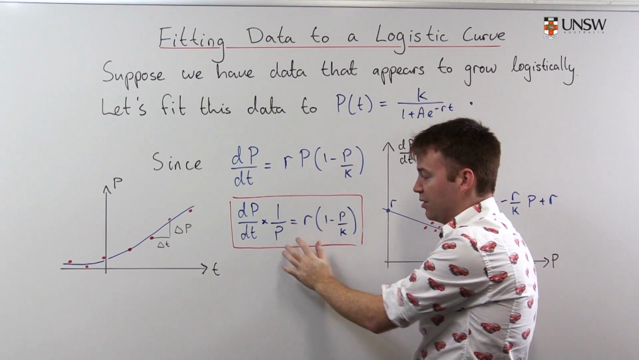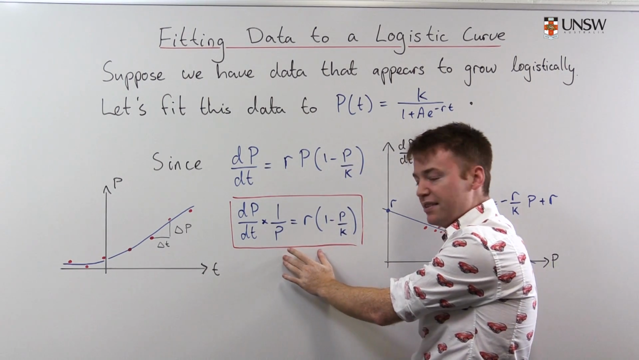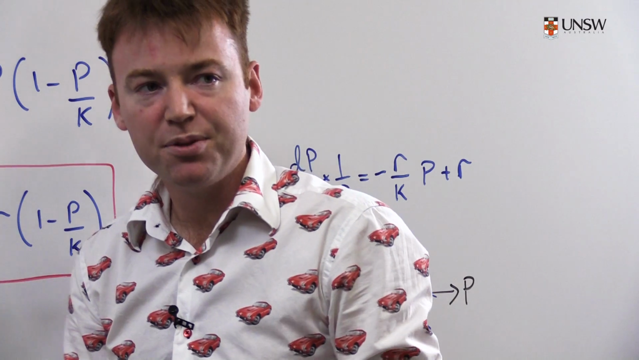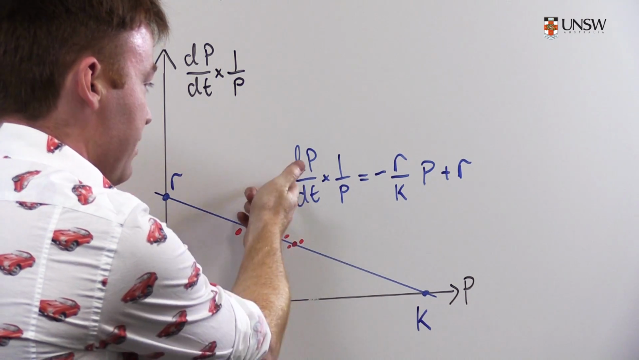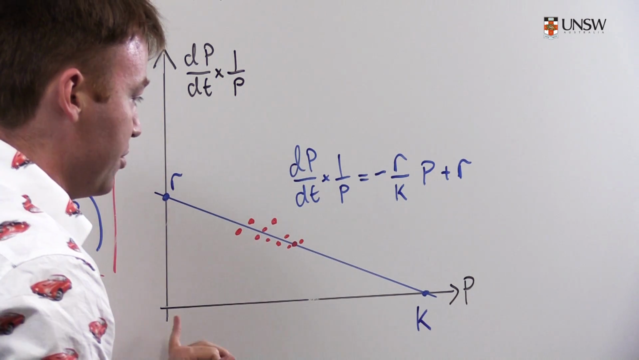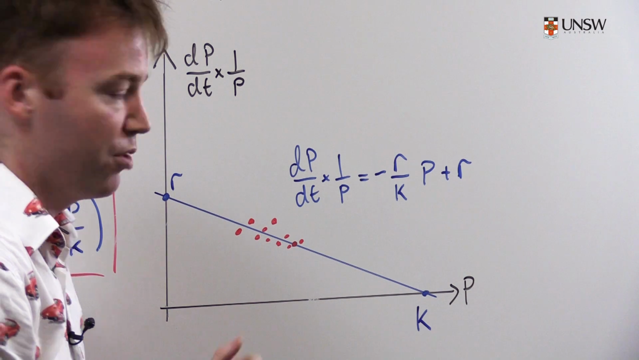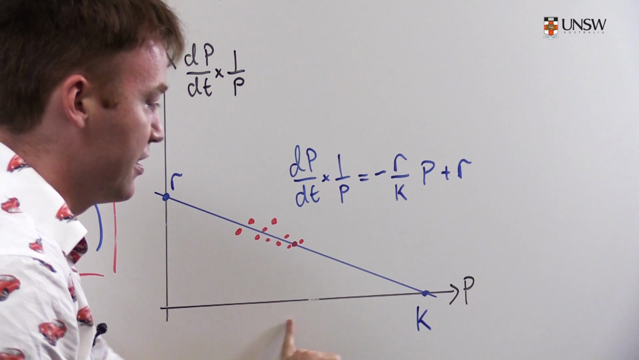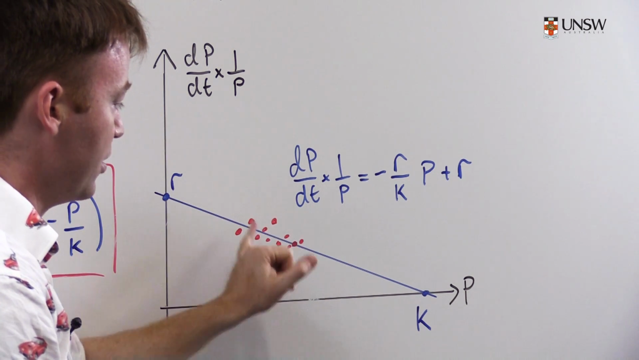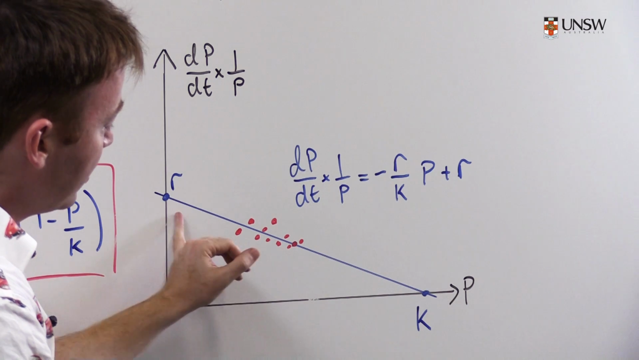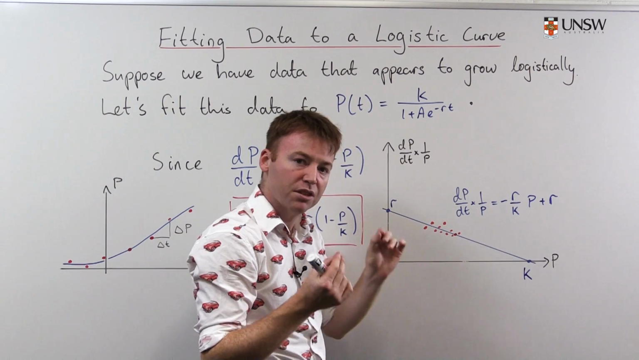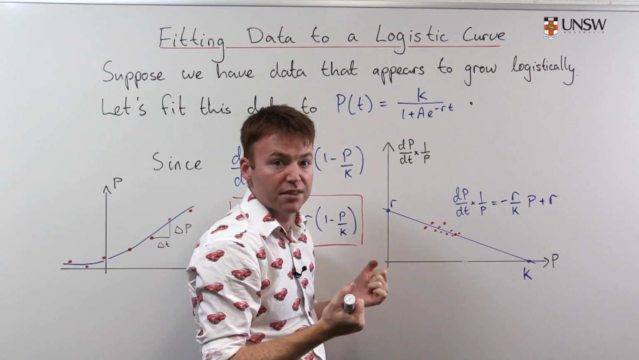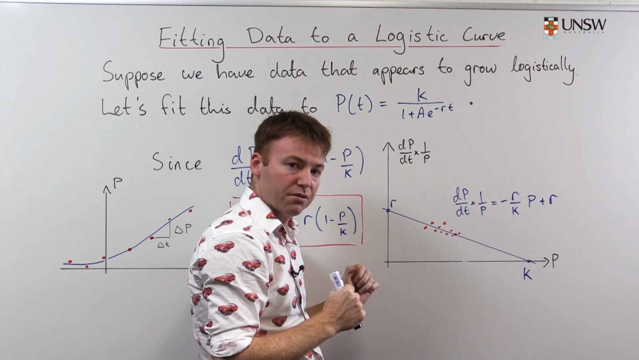Fabulous. All I have to do is plot this, and I'm expecting to get a linear function. Suppose we do this. I plot my points, dp dt divided by p, with respect to p on the x-axis. So on my y-axis I have the dp dt divided by p values, and on my x-axis I have the p values. My data points tend to clump up a bit. And how well they fit a straight line tells me how logistic my data is. Good, so we have some kind of visual method to tell how well our data fits a logistic curve.